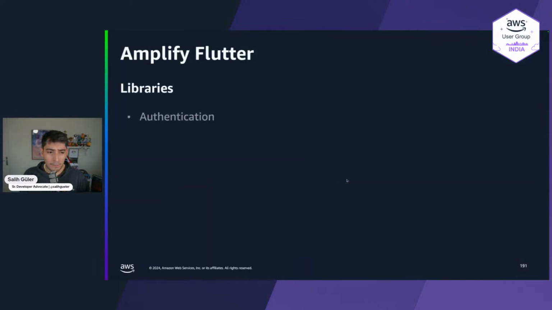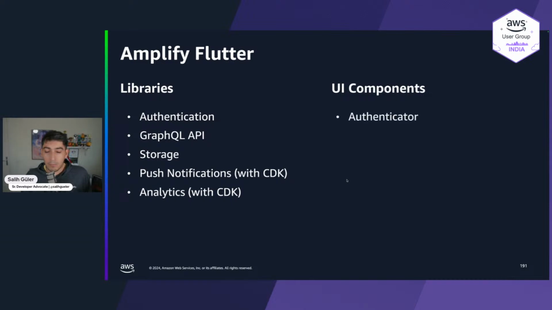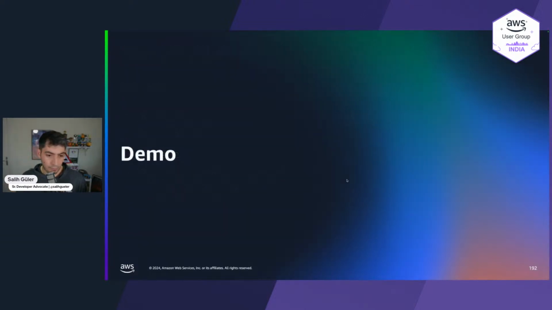Right now, Amplify Flutter with Gen 2 supports authentication, GraphQL API, and storage. You can build your push notifications; we have the libraries, you just need to use CDK for this one. We have guides and documentation about that, and the same goes for analytics as well. And for the UI components, we have something called Authenticator, for which you write a single line of code. You will see it in a second, and you will have your authentication flow ready.